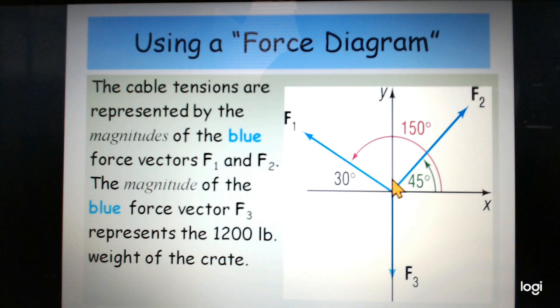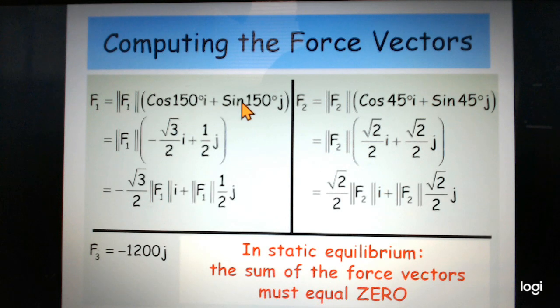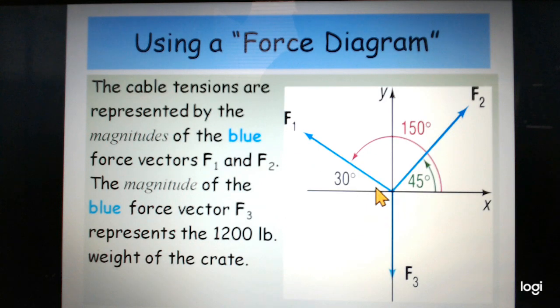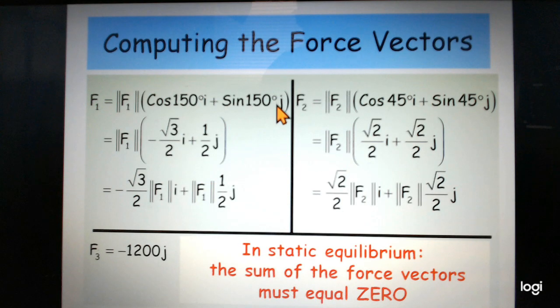All right, so let's go back. Here's F1. And what we're going to do now is come up with a representation of that vector. Now this is 30 degrees. That's in quadrant 2. So the actual angle here is 150. So that's where that comes from. So it's the magnitude, which we don't know. We're going to look for that. That's the tension in that cable. Cosine of 150 is negative root 3 over 2. It's in quadrant 2. Sine of 150 is positive in quadrant 2, it's 1/2.